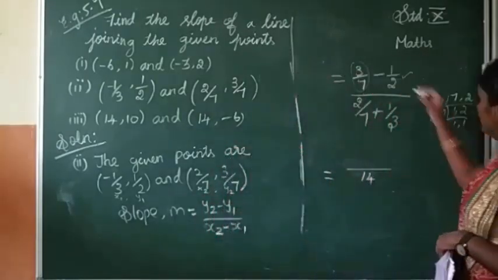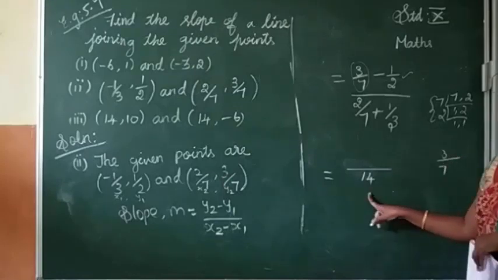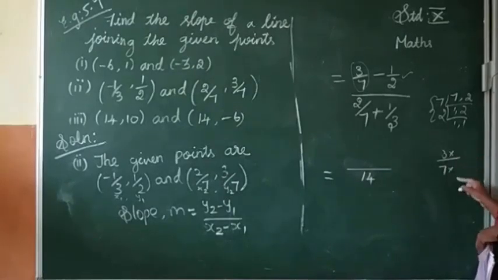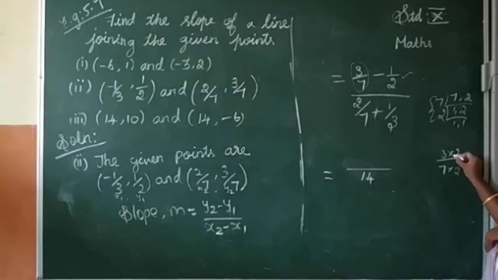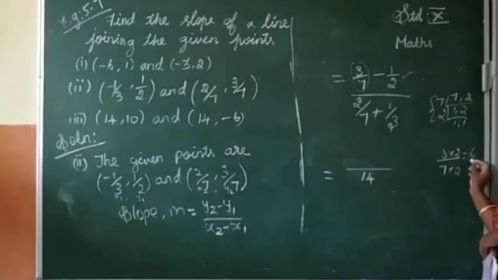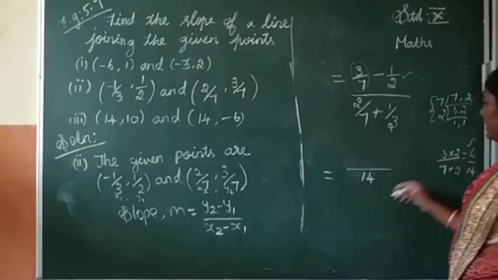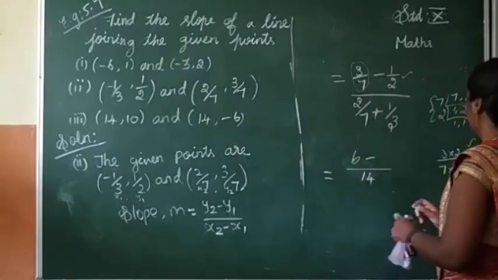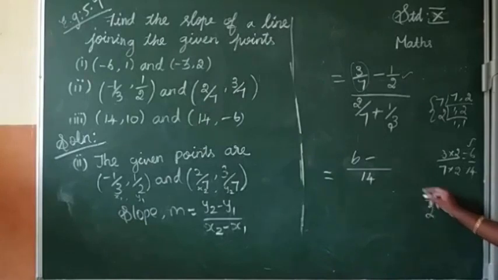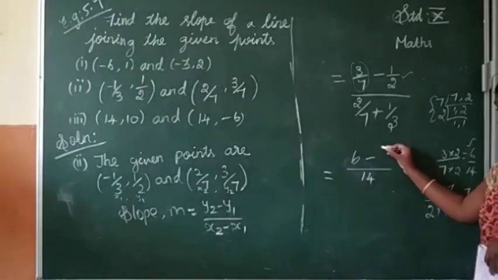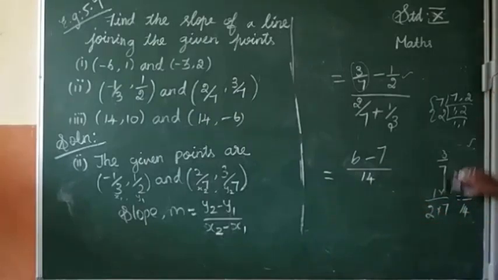So choose the first value 3 by 7. We got the LCM is 14. If you multiply, which number will give 14? 2. Therefore, it will become 3 2s are 6, 7 2s are 14. So 14 we already written. Therefore, the numerator is 6. Then put this minus. Do it for 1 by 2. Common LCM is 14. If you multiply which number here will give 14? 1 7 is 7. 2 sevens are 14. So 14 we already written. Then write the numerator. We will get 7.